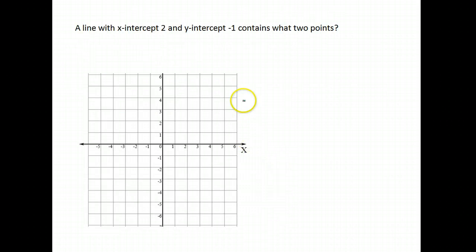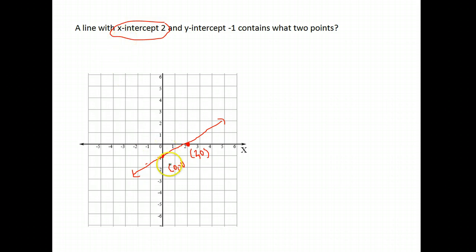Let's take a look at an example. A line with x-intercept 2 and y-intercept -1 contains what 2 points? So what are we talking about here? Well, x-intercept at 2 means the line's going to cross the x-axis at 2. Y-intercept at -1 means it's going to cross the y-axis at -1. So this is what our line would look like. What 2 points for sure do we know it contains? Well, we know it contains the point 2, 0, because it crosses the x at 2, and 0, -1, because it crosses the y at -1.